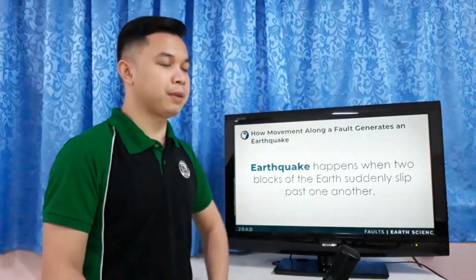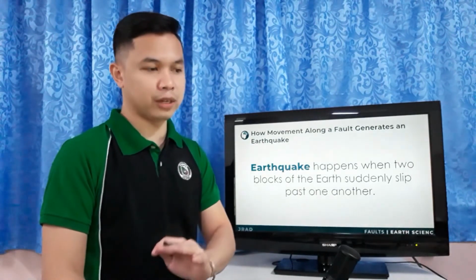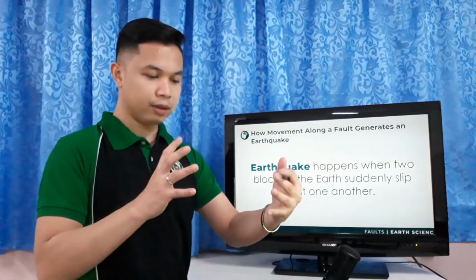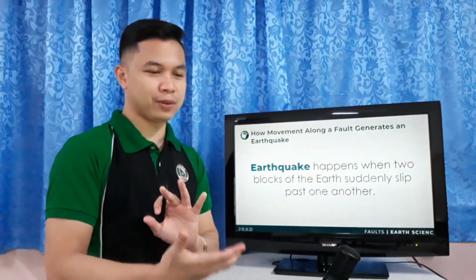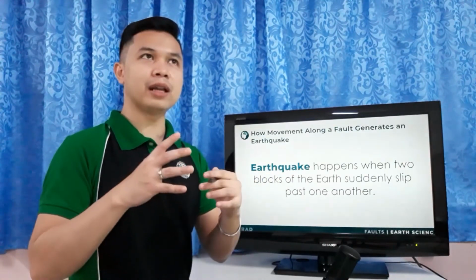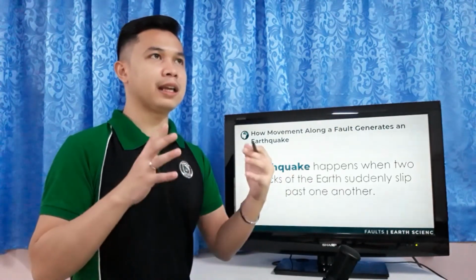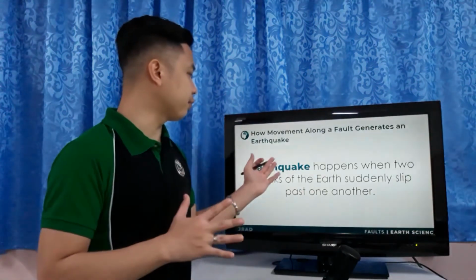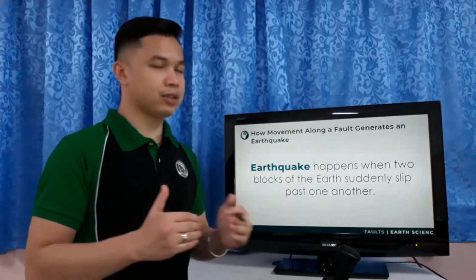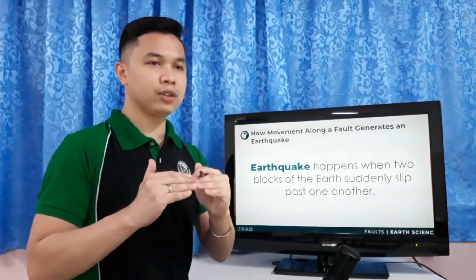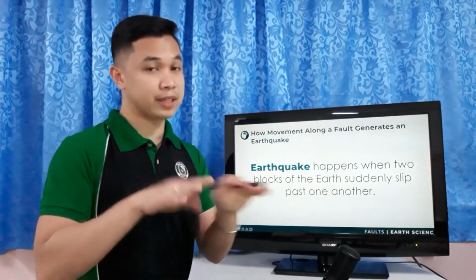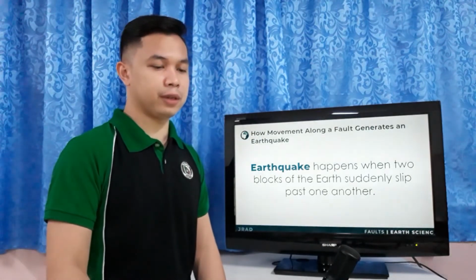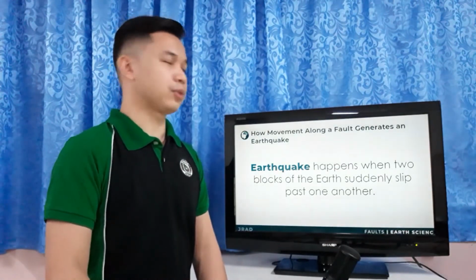So hindi natin mapipigilan ang paggalaw ng mga tectonic plates at hindi din totoo na nagkakaroon tayo ng earthquake dahil umiikot ang mundo sa orbit or sa axis nito. Hindi. Walang relationship at hindi dahilan ang pag-ikot ng mundo kaya nagkakaroon ng earthquake. The reason why we have earthquake is because the two blocks of tectonic plates are moving towards each other, moving apart, or moving sideways. Yun lang yung dahilan. Maliban doon, nagkakaroon din tayo ng earthquake because of volcanic eruption. So, that's the reason behind.